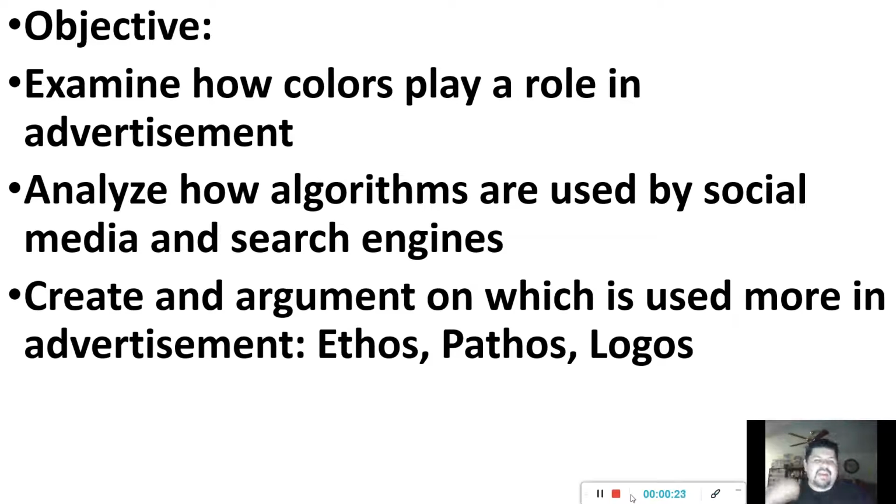We're going to analyze how algorithms are used by social media and search engines. This is the one that a lot of you were wondering about: when you see an ad pop up on social media and all these places, how come it knows what you're thinking? Like, either you just thought about it, or you're thinking about buying something, or you want something else, and it pops up in the ad. I'm going to explain that to you.